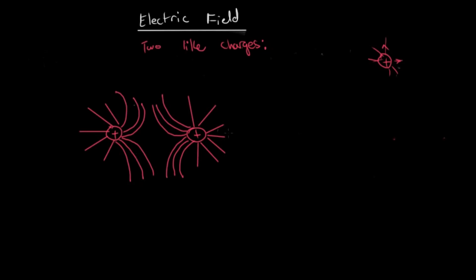Okay, but now what happens if you want to draw them when they are actually two opposite charges? Okay, let's get a different color. So now we want two opposites. Okay, so that's for two like, two opposite, or unlike charges.